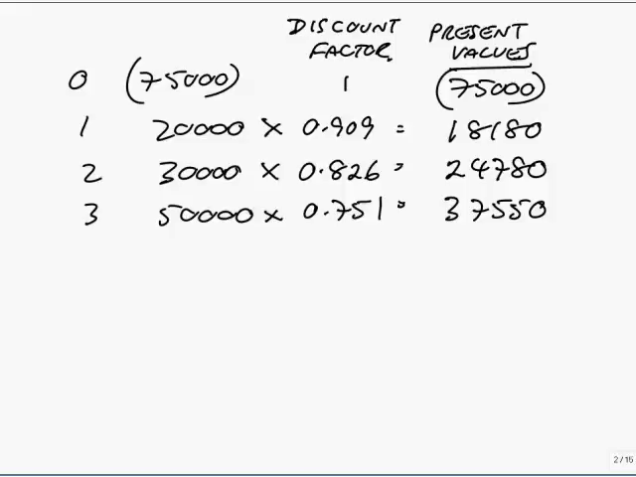Remember, those individually are present values. If he did just say, what's the present value of 50,000 in 3 years? It's 37,550. However, when we're using it to decide on projects, we look at the net present value.